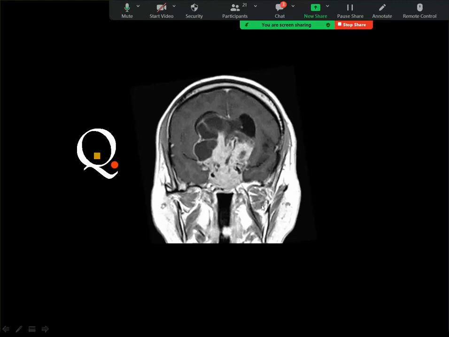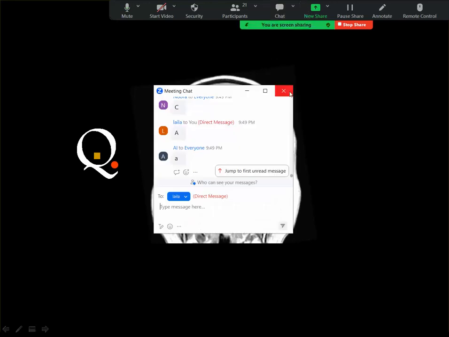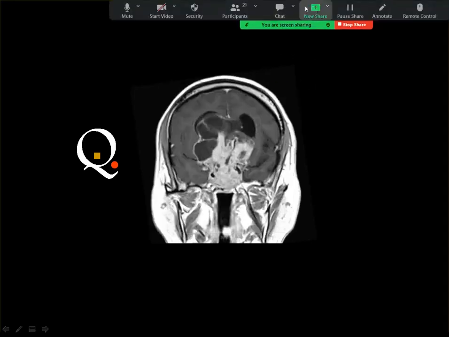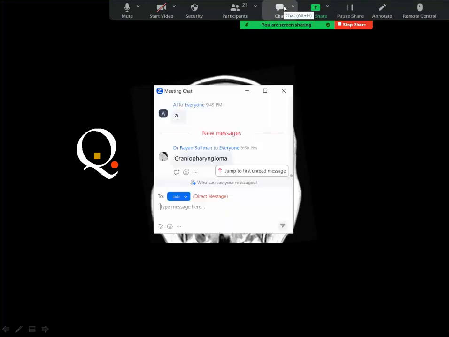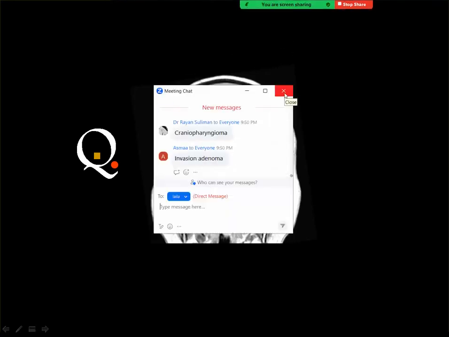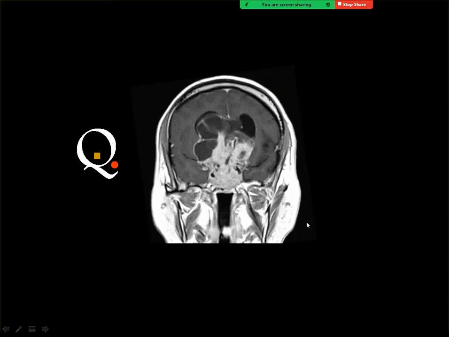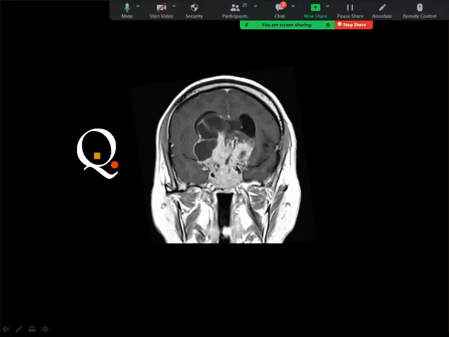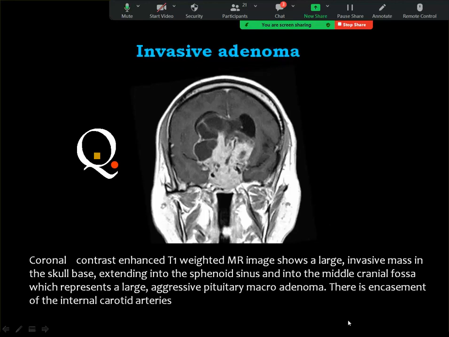Coronal MRI T1 with contrast. No, this is not invasive. Yes, and this is invasive pituitary adenoma. The craniopharyngioma is a lesion occurring in the suprasellar area. But if you see a mass arising inside the sella, then has extended in the suprasellar area, you know that this is pituitary adenoma. And if this adenoma has invaded the sphenoid sinus, then you call it invasive pituitary adenoma.